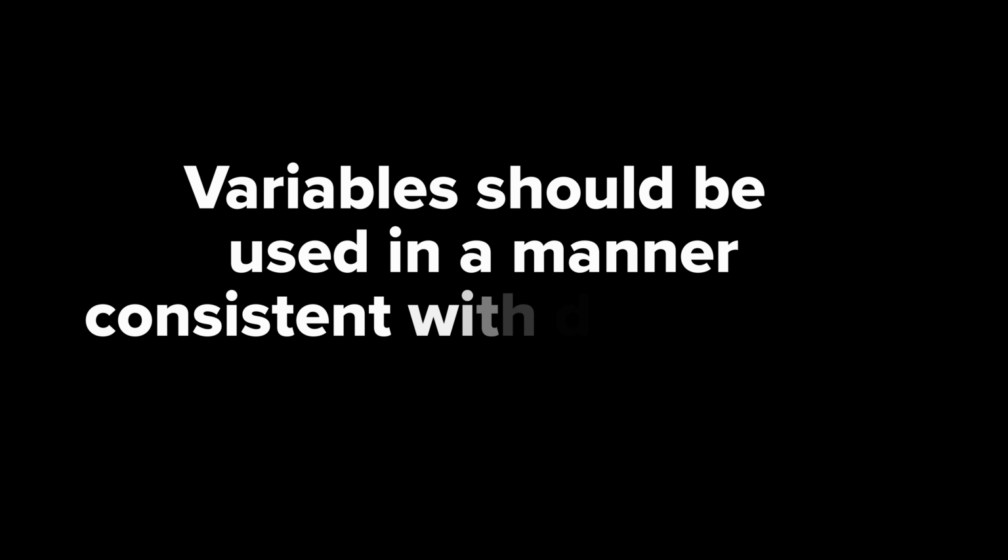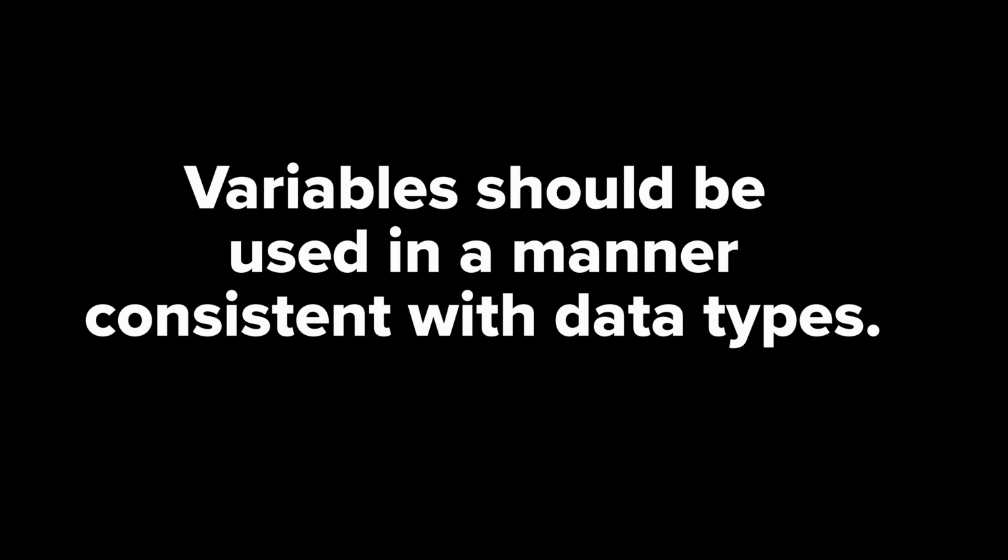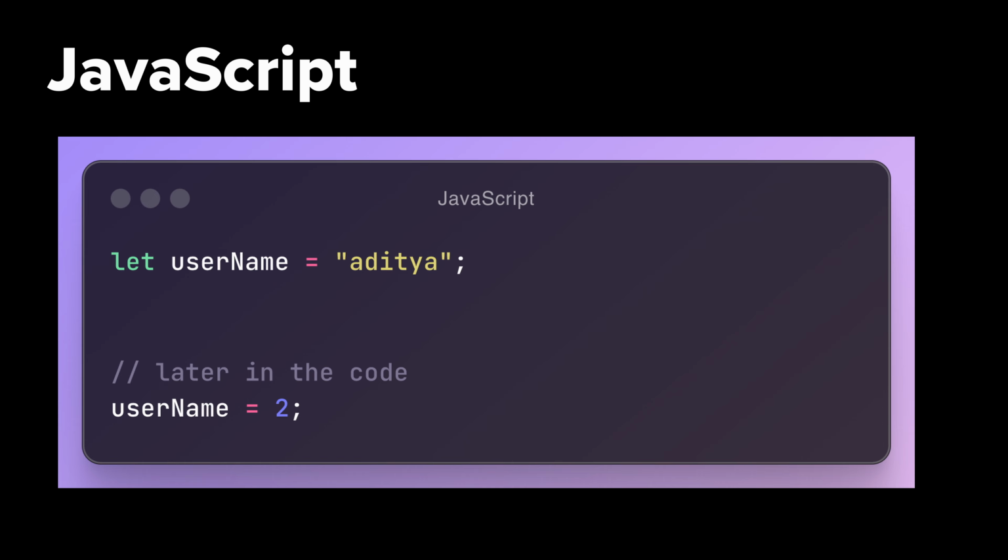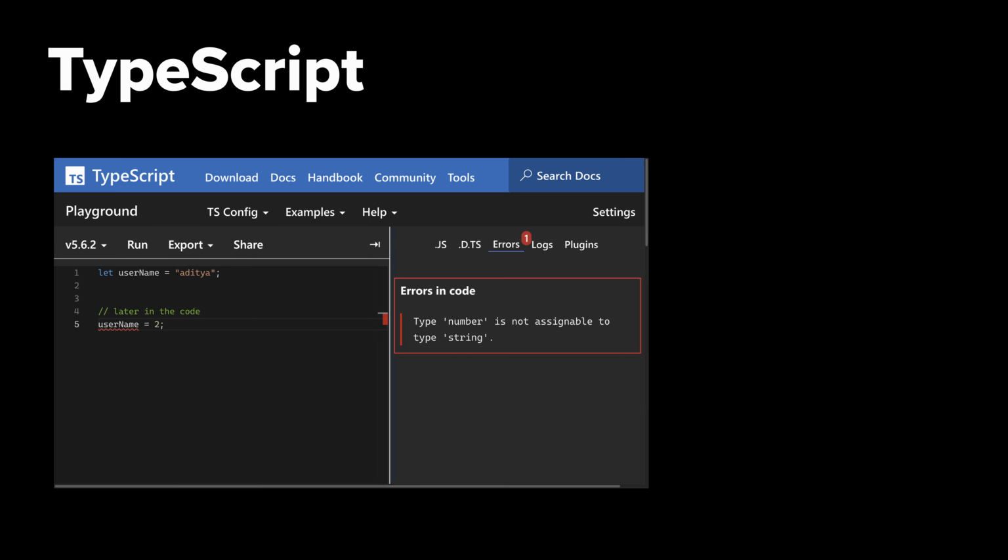Type safety is a concept in programming that ensures variables are used in a manner consistent with their data types. For example, in JavaScript, you can create a variable called username, initialize this variable with data of type string, and then later in the code, you can update this to any other data type. For example, number here. But if you try to do something like this in TypeScript, it is going to throw you an error at development time only. So essentially, you could say that type safety can make your code more robust.